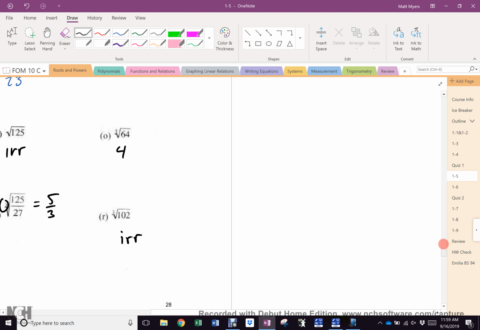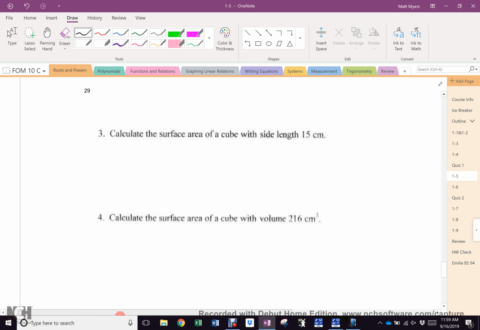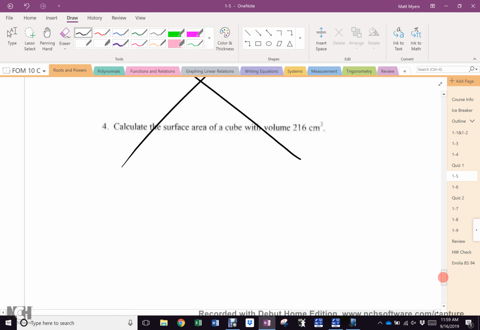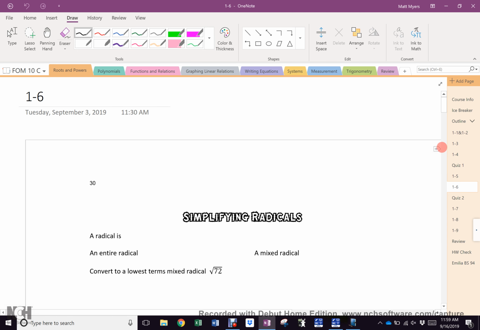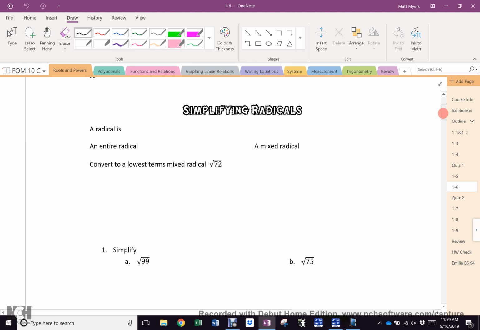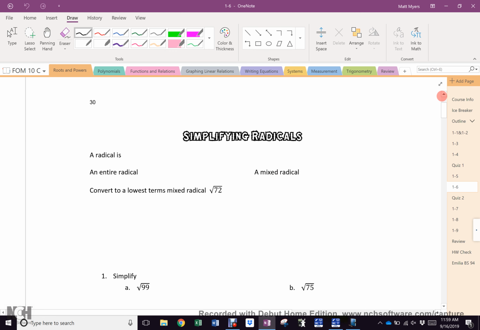I believe I told you to skip the next two pages, or the next page, I mean. And let us move on to page 30, where we're actually going to learn what to do when it's not on our perfect list. Remember I told you in grade 8, if you were doing Pythagoras, a squared, b squared, c squared, and at the end you did a square root and you got a decimal, you would just round it off, right? We don't do that anymore. Decimals are for physics. In math, we don't use them. We keep things exact. And I'm going to show you how to do that right now, okay?